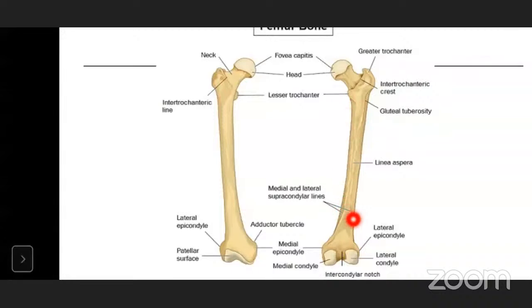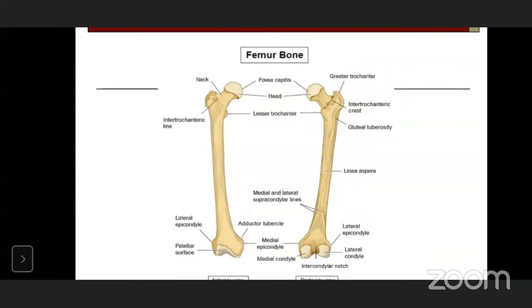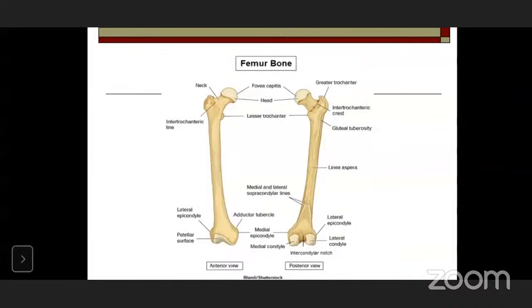Here there are the medial and lateral supracondylar lines, and the medial and lateral condyles of the femur. The epicondyles are also there, the lateral epicondyle and the medial epicondyle, which should be clearly mentioned. The epicondyles have more importance and prominence in the humerus, but less prominence in the femur.